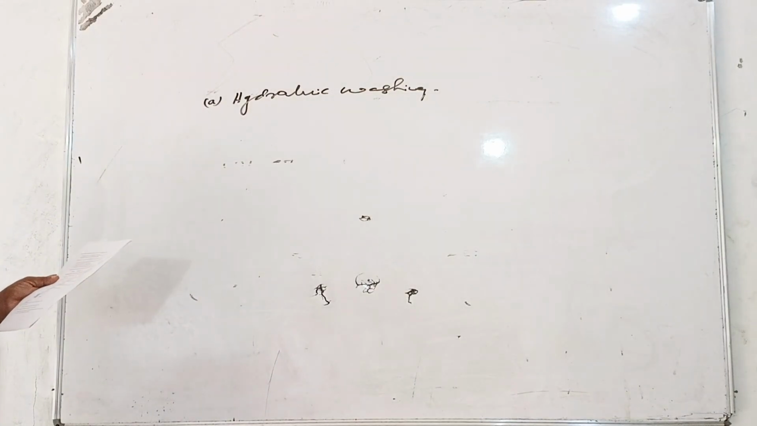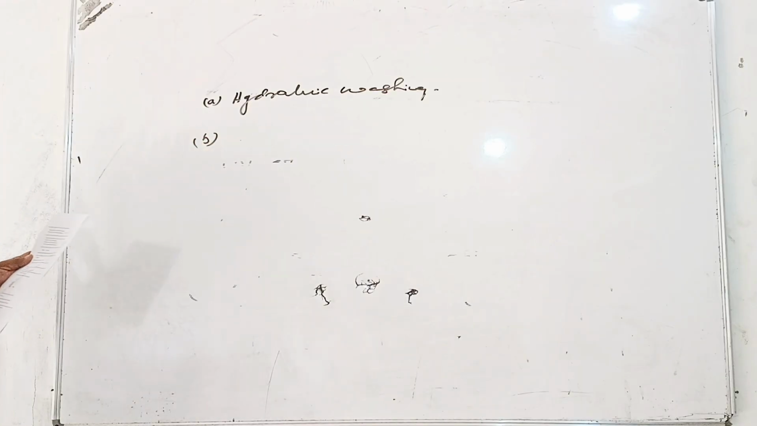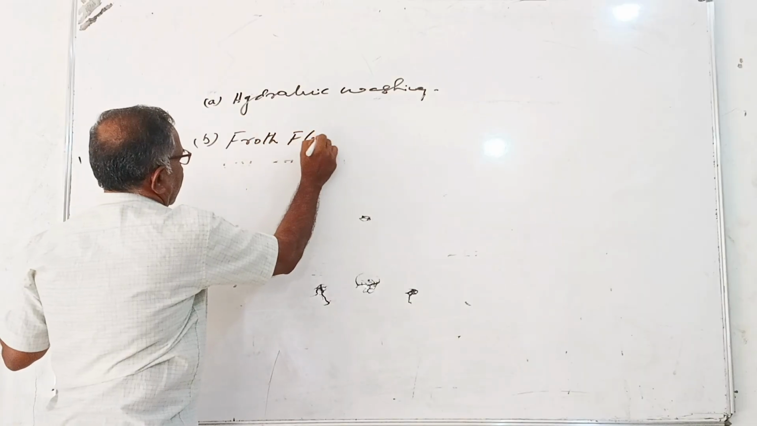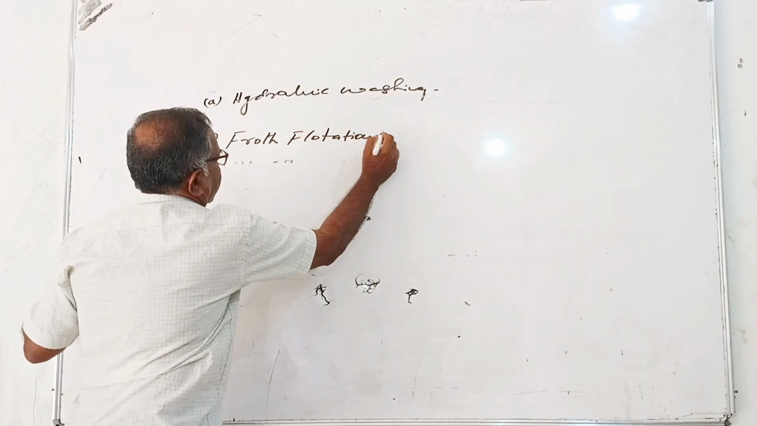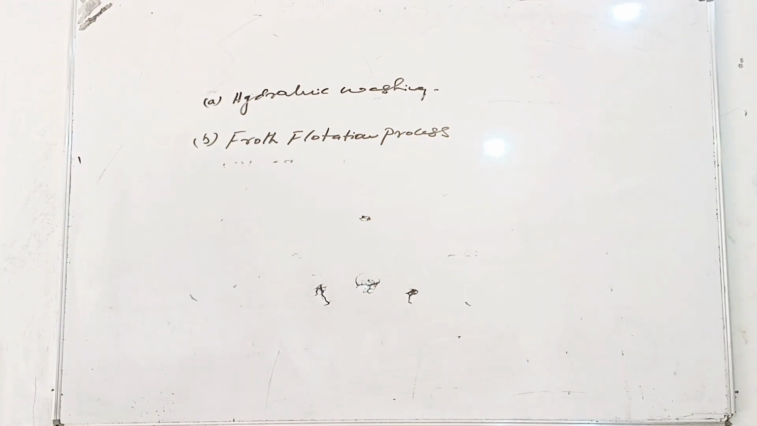Question 2. The density of the ore is less than that of the gangue. The gangue can be removed by the froth flotation process. The answer is the froth flotation process. Usually, sulfide ores are concentrated by this method.